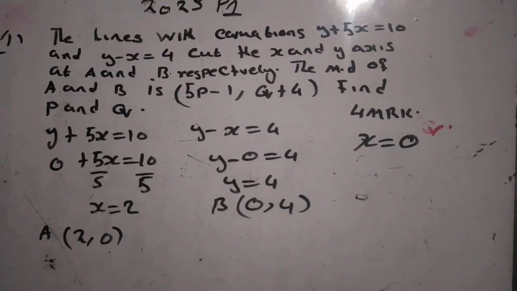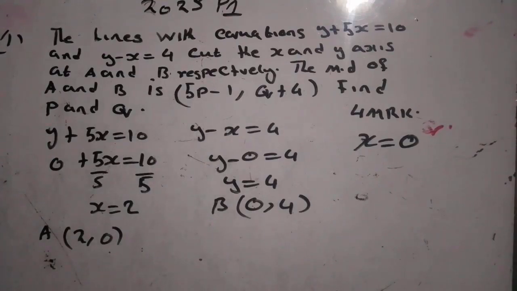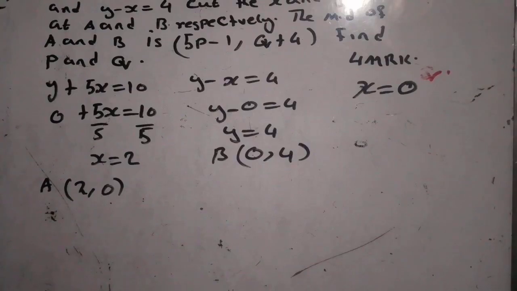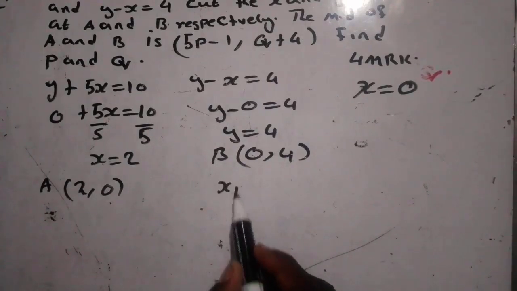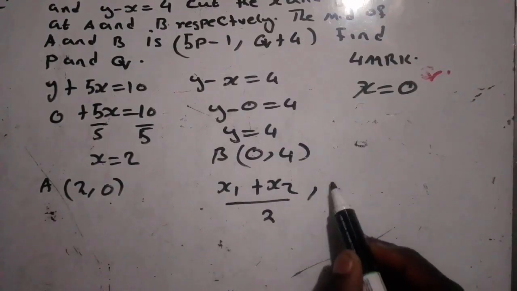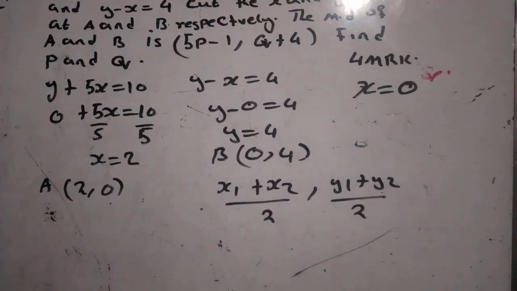So I've found the coordinates of A and B. But here we have been given the middle point, which is (5p minus 1, q plus 4), and you have been told to find the values of p and q. So how can we do this? We can do this by finding the middle point using the coordinates that we found. The middle point is given by the formula (x1 plus x2 over 2, y1 plus y2 over 2).